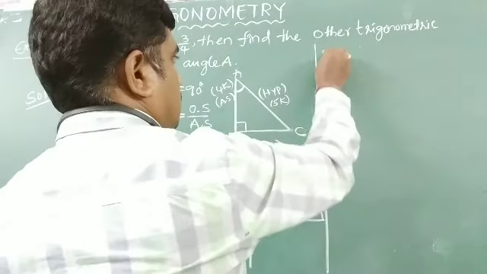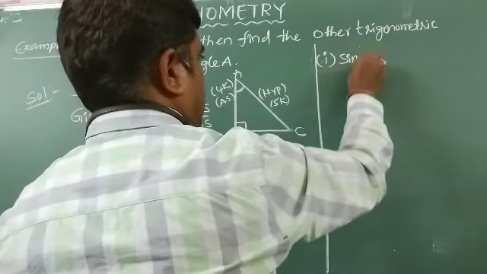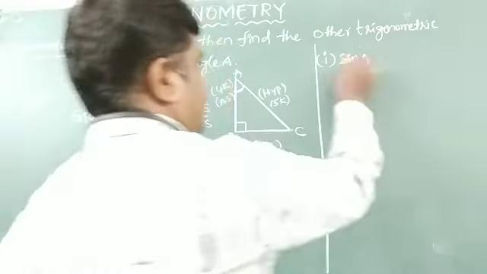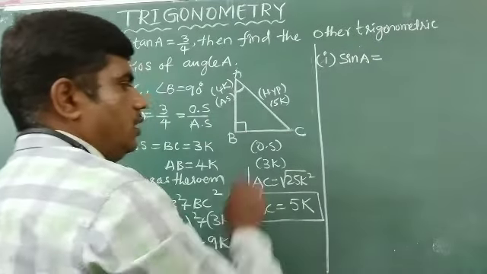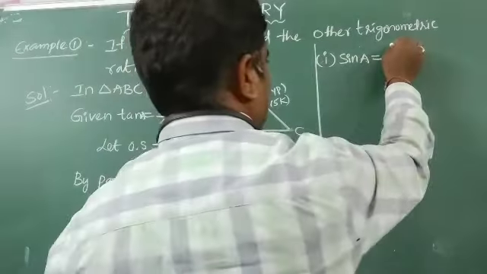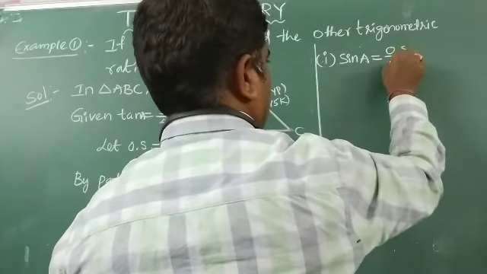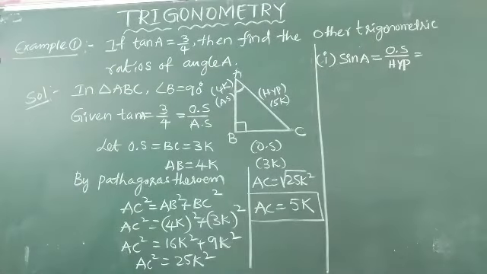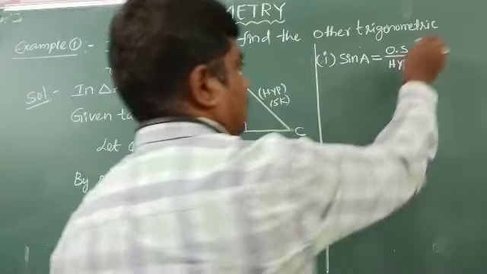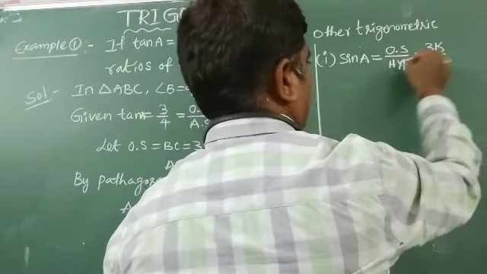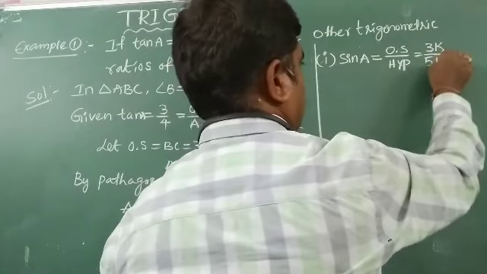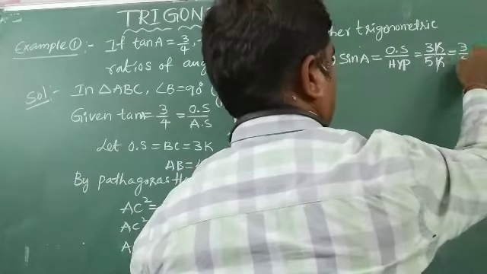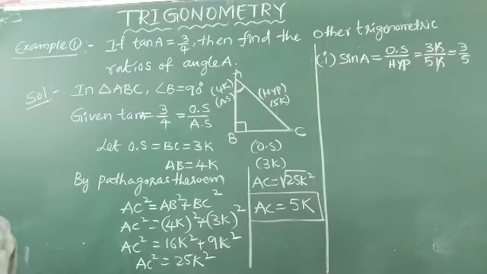The first one is sin A. The angle we should consider is A, as already given in the question. So sin A equals what? The ratio between the opposite side and the hypotenuse is known as sin A. The opposite side is 3 times K and the hypotenuse is 5 times K. K gets cancelled, and the answer is 3 by 5. Sin A value is 3 by 5.